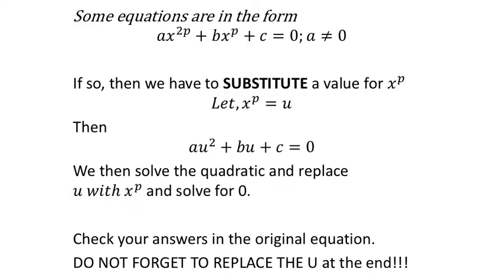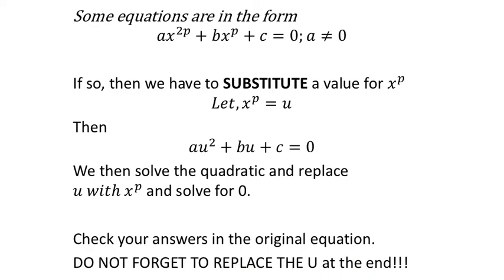Now, after that, we solve that quadratic and replace the u with x to the power of p. So once we solve this quadratic for u, and I don't really understand why they used u, but they did, then we replace it back with this and then solve for 0. Okay. Check your answers in the original equation. Always do that. I can't guarantee that all of the answers that you get will be actual solutions. So you do need to check. But again, the calculator should help us to do that. So do not forget to replace the u at the end.